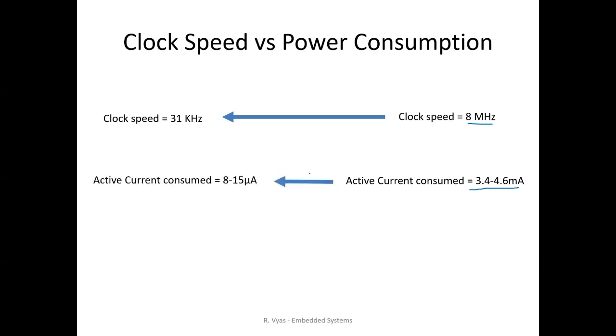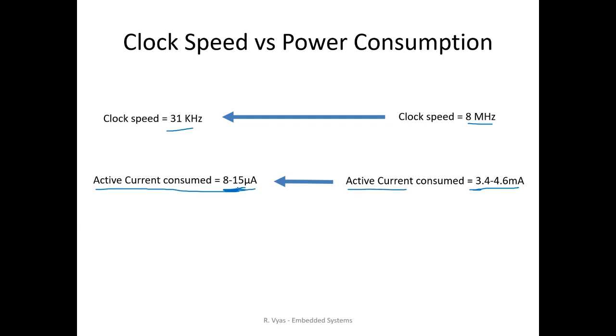But if you slow down the clock, it progressively goes down. And when you're running at 31 kilohertz, the current consumption is a measly 8 to 15 microamps. I mean, it's nothing. It's very little. So milliamps versus microamps, an order of magnitude of 1,000 in terms of savings in the current being consumed. This is when the CPU is on, everything is on.